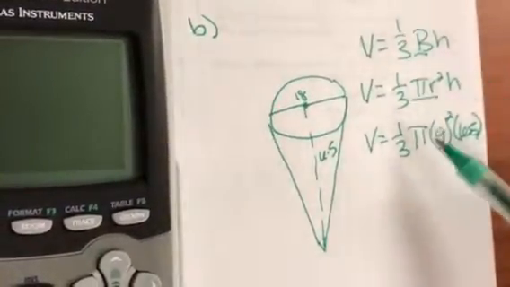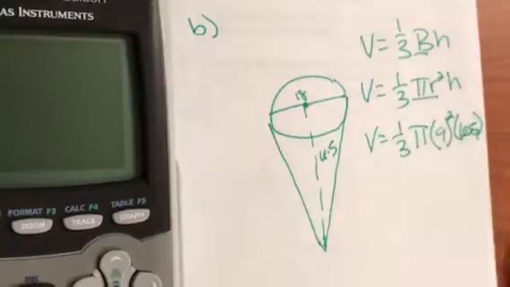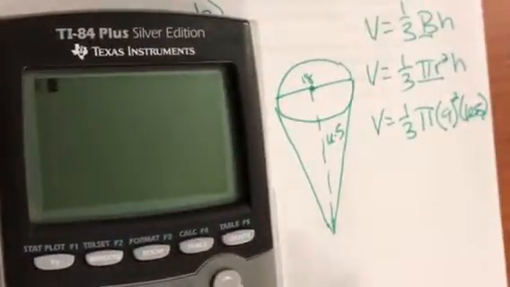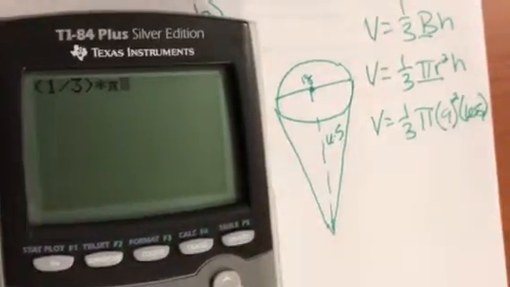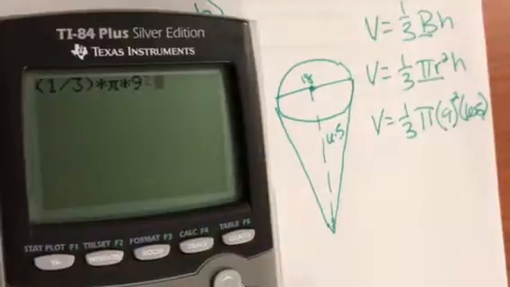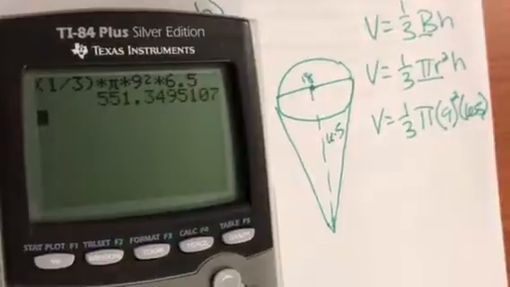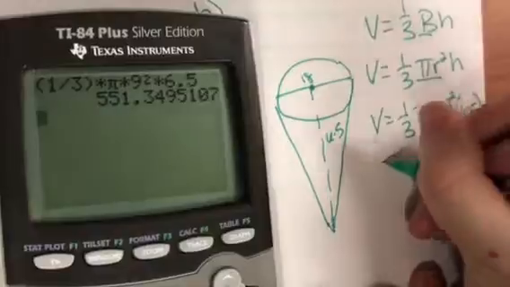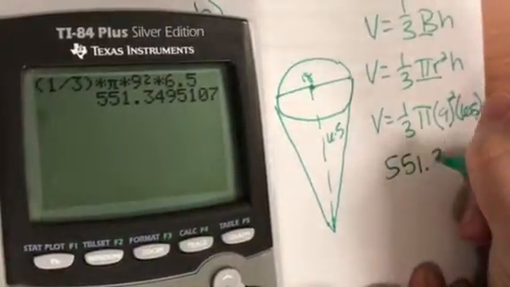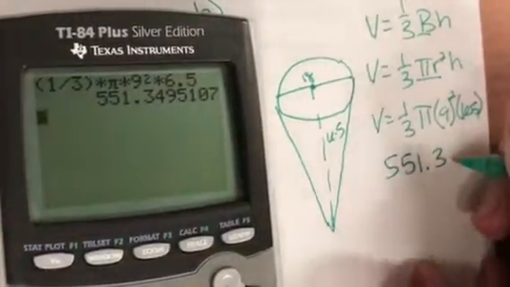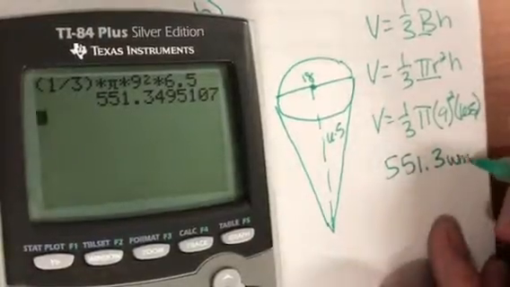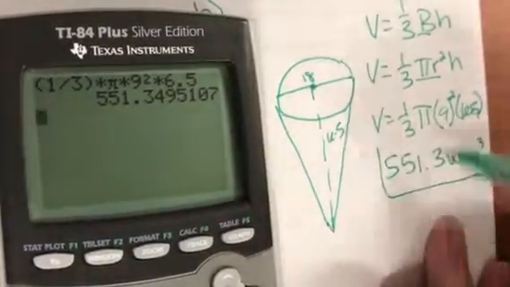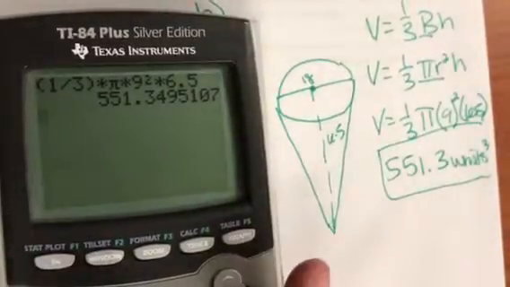So now we've got 1/3 pi times 9 squared times 6.5. Again, just put this in your calculators: 1/3 in parentheses, times second pi, times 9, the little squared button, times 6.5. Enter. There's my answer. Did I enter that correctly, Miss Green? It looks like you did: 1/3 pi r squared. The answer is 551.3 units cubed. Perfect, so easy.